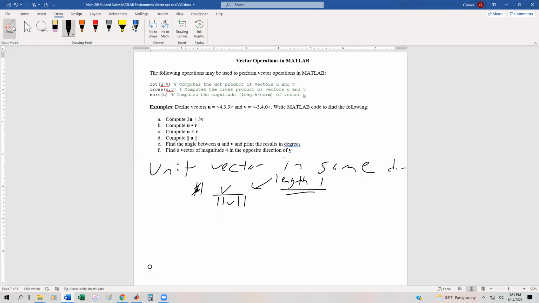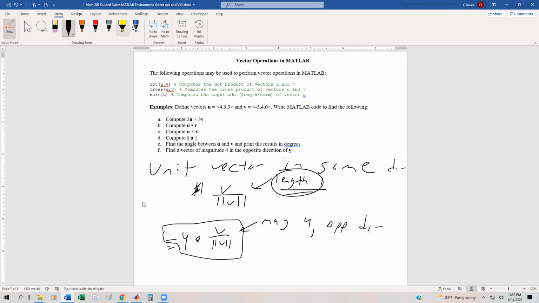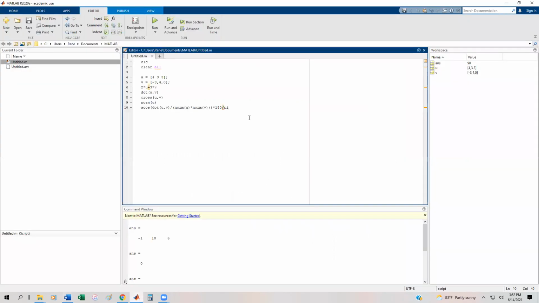Now if we multiply that by -4, this has a magnitude of 4, because remember it had a length of 1 initially. Now it has a magnitude of 4 in the opposite direction because of that negative. So all we're going to do is use this formula: -4 times v divided by the magnitude of v. We're just going to program that in MATLAB. We take -4 times vector v divided by norm of v.